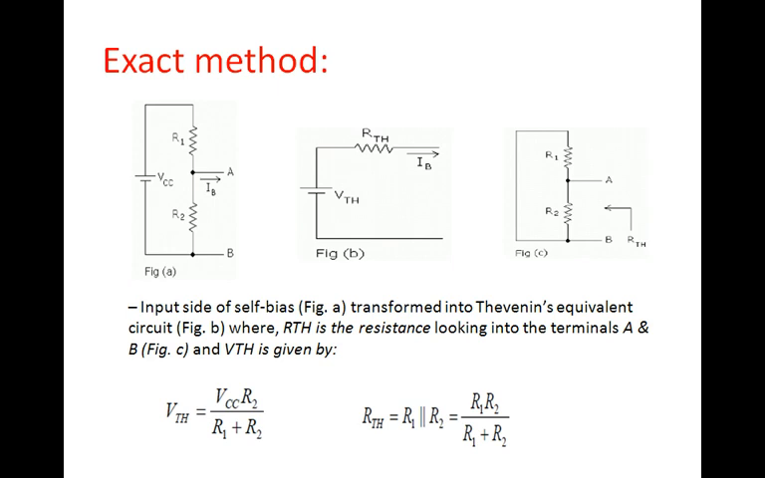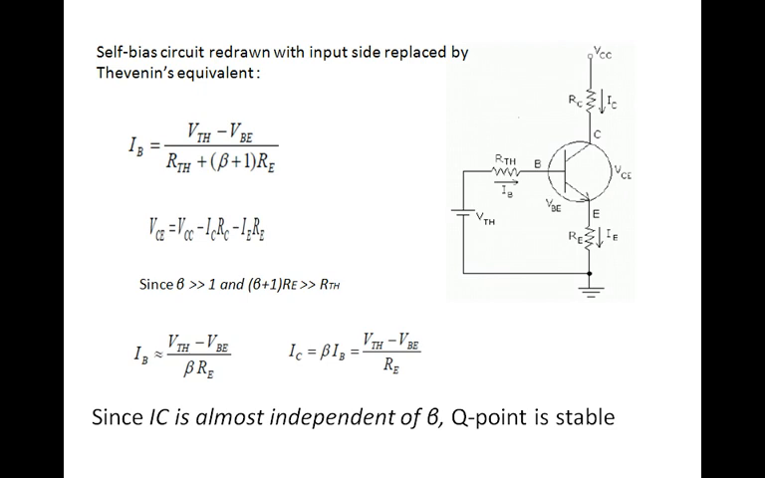So this is the exact analysis. We are applying Thevenin's theorem in the input circuit. So we are finding VThevenin and RThevenin. VThevenin is the voltage across R2, that is VCC into R2 by R1 plus R2. Similarly, to find RThevenin, whatever voltage sources are there, you have to short them. In figure C, to calculate RThevenin, RThevenin equals R1 parallel with R2. Then this is the reduced circuit of the voltage divider bias circuit.